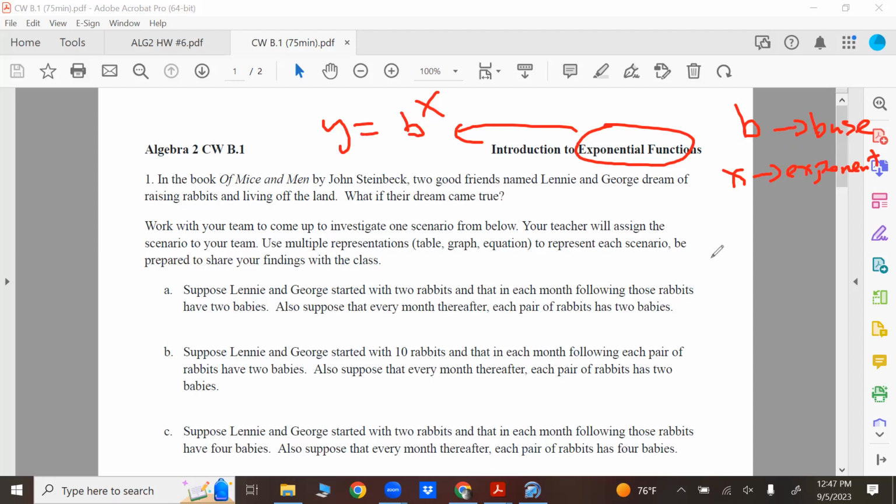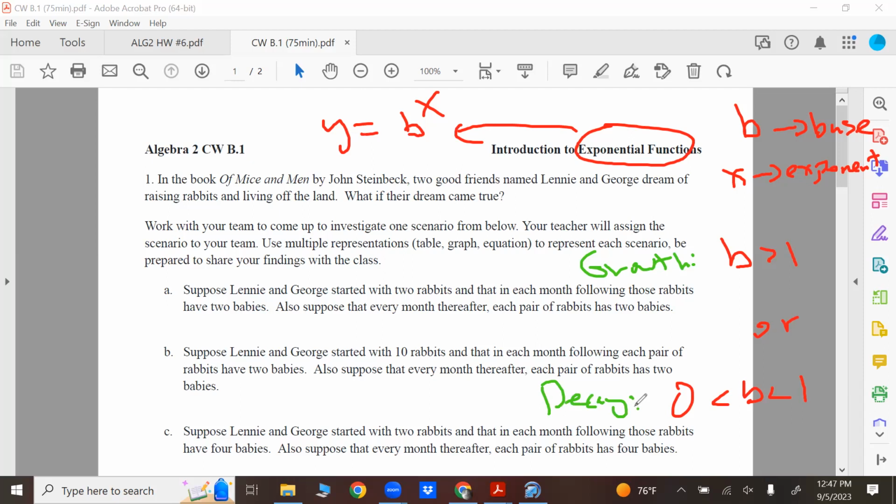And just so you know, the base could be bigger than 1 or between 0 and 1, but never equal to 1 and never negative. I'll explain why as we get through this. When b is bigger than 1, we're going to call this growth. When b is between 0 and 1, we're going to call it decay.